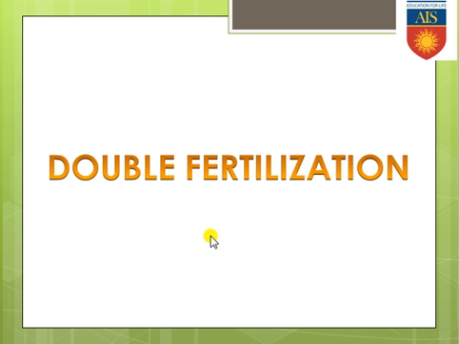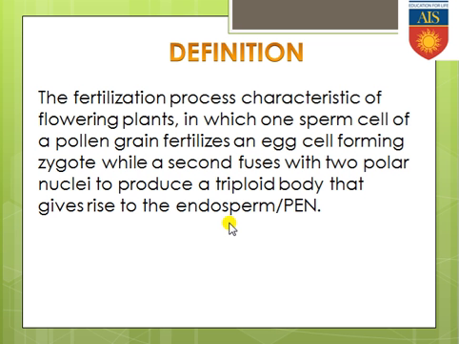After pollen pistil interaction, the next process we have to study is double fertilization. So let's see about double fertilization. We all know double fertilization is a mechanism which is commonly found in flowering plants, or angiospermic plants, where one sperm cell of a pollen grain fertilizes one egg cell, forming the zygote, and the second male gamete fuses with the two polar nuclei present in the central position of the ovule, forming a triploid cell, called the primary endosperm nucleus.